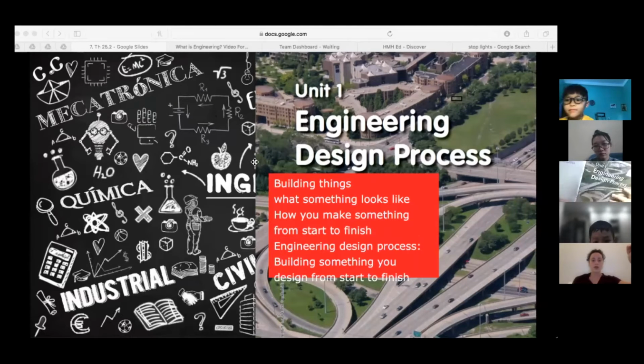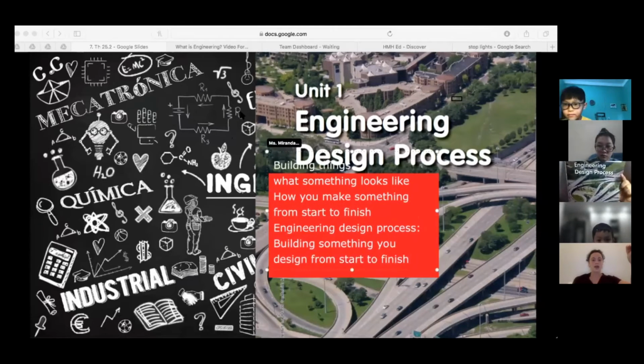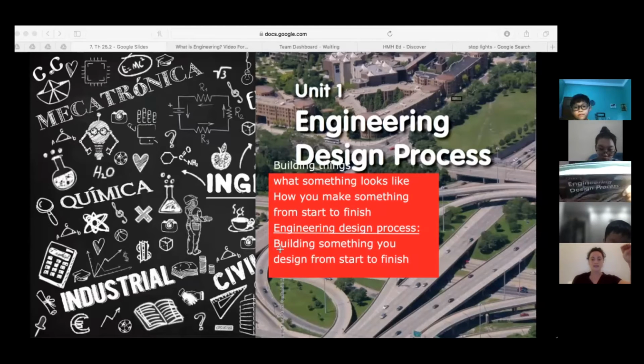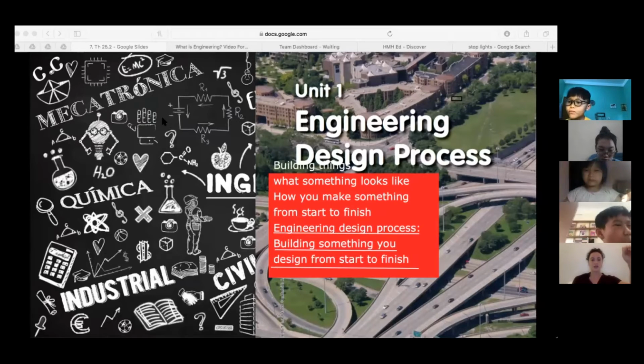Let's read the big one now. This part, let me underline it. Engineering design process, the title: building something you design from start to finish. Ready? One, two, three. Engineering.